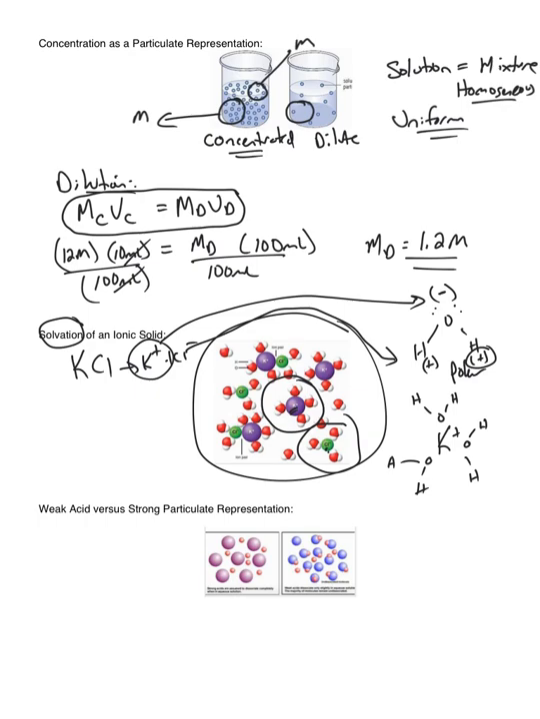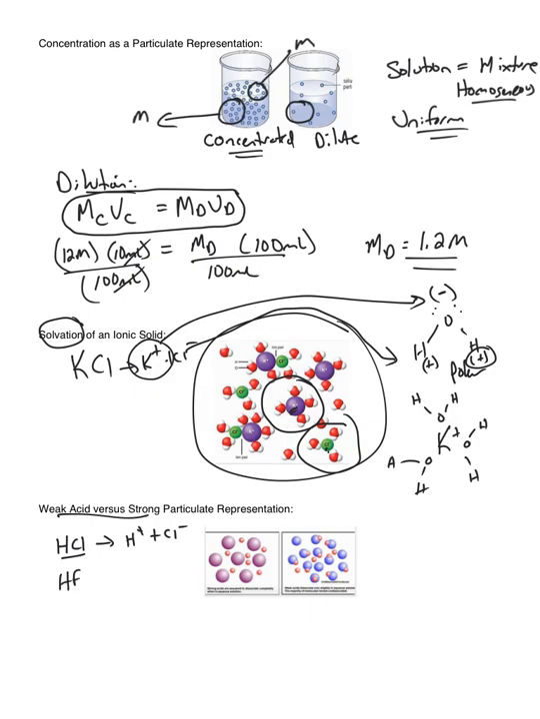Okay? One other thing with solutions, particulate representation, again, is this idea of weak versus strong. I know when I just graded a lot of your net ionic equations, I noticed some issue with that. Remember, a strong acid will completely separate into ions. Okay, we call that a strong acid, not because of its concentration, but because of what it looks like as a particulate in solution.